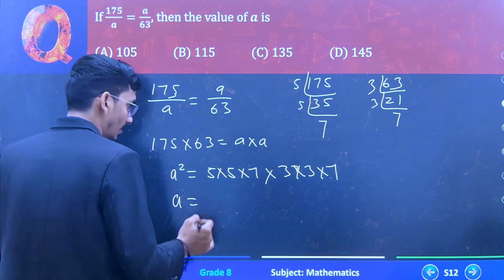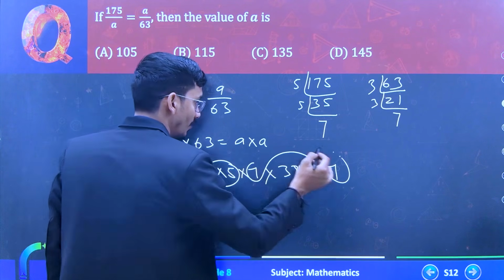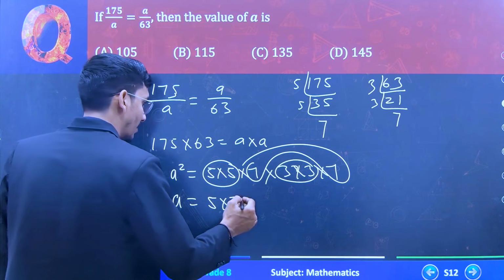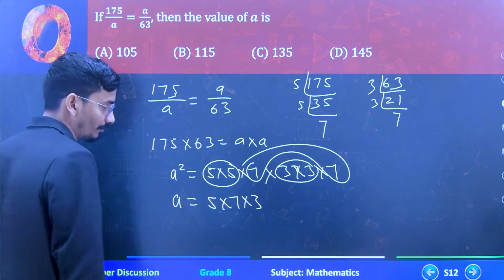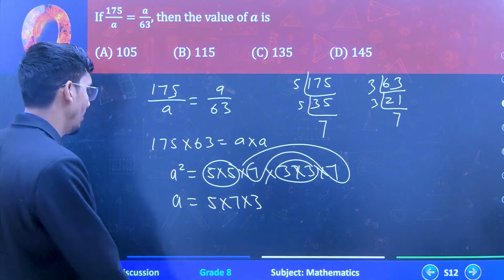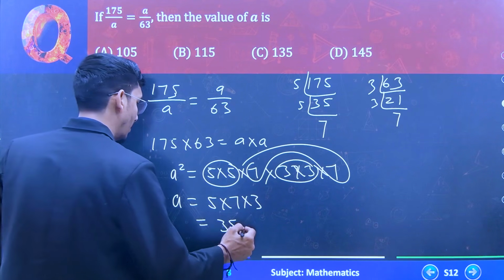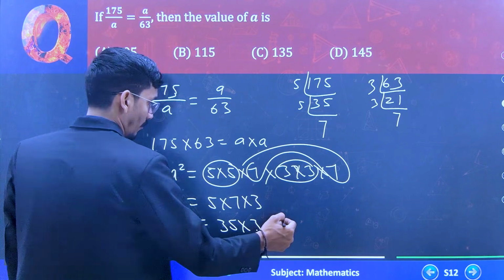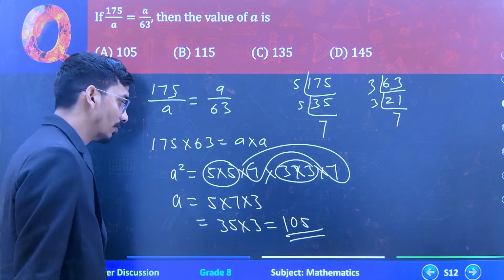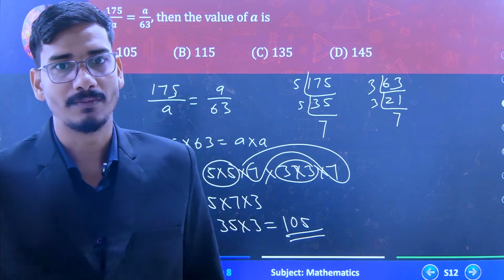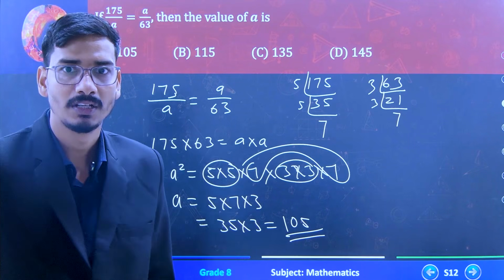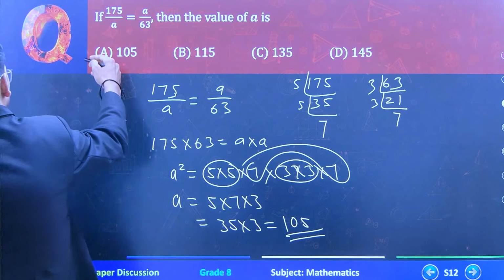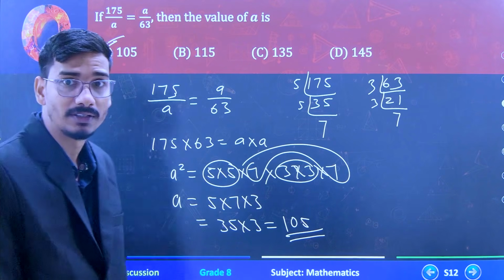So A equals to what? This is in pair and this is also in pair and this is also in pair. So we will take one number from each. So 5 into 7 into 3, that is what? 5 into 7 is 35, into 3 that is 105. Okay, clear? Clear or not clear? If it is clear, write clear in the chat box fast. So option A is the correct one.